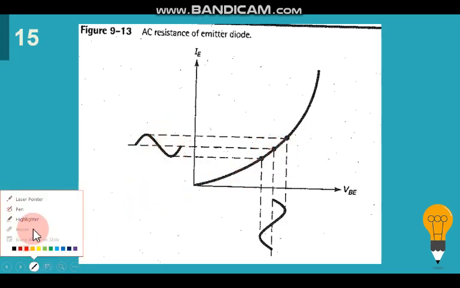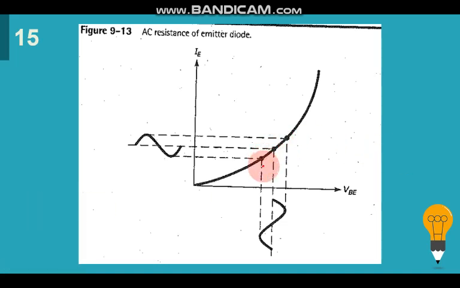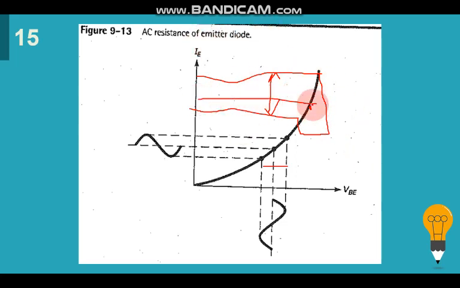So let's see, if I apply the same value at a higher Q point, assuming that this is my Q point, then the variation in the current will be higher, that you can see here. So for the same amount of voltage, if your Q point is higher, the variation in current will increase. In turn, it says that input impedance will decrease.